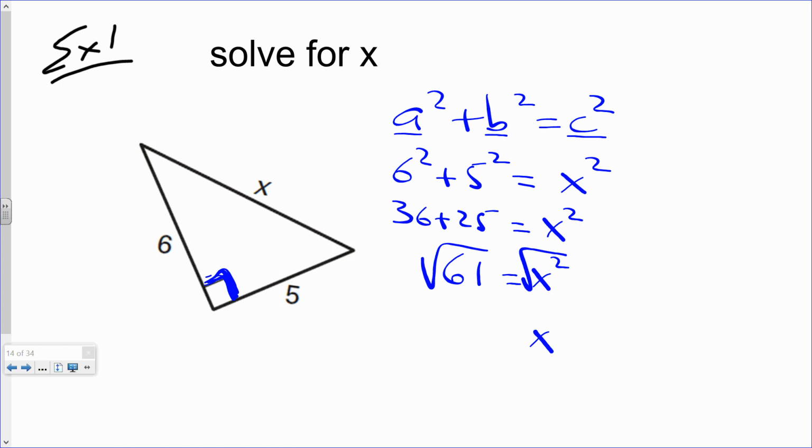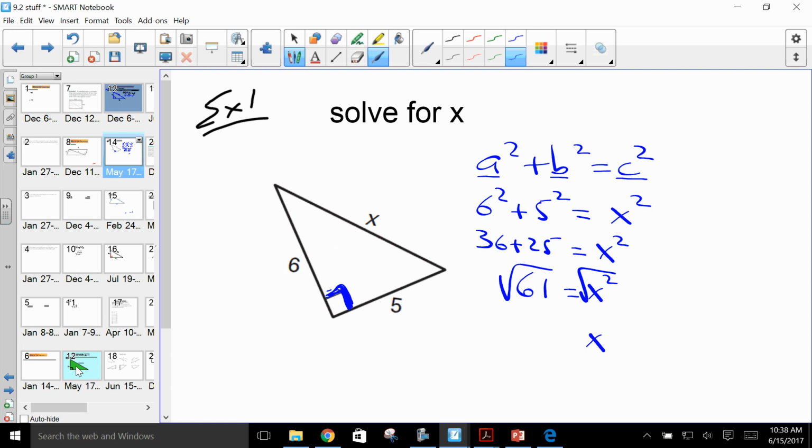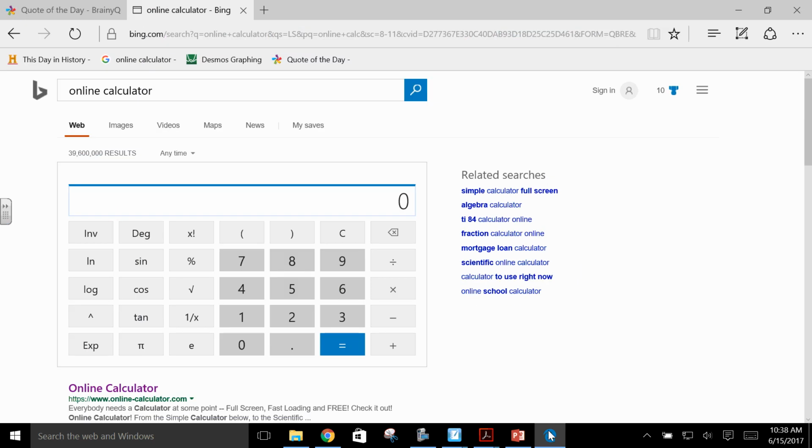Now what I'm going to do is get my online calculator, which you have accessible on your own laptop. Look what I did. All you got to do is type in online calculator. You got your calculator. It's touchscreen too. So look what I'm going to do. I'm going to hit square root of 61. Here's the square root symbol. 61. Okay, equal.